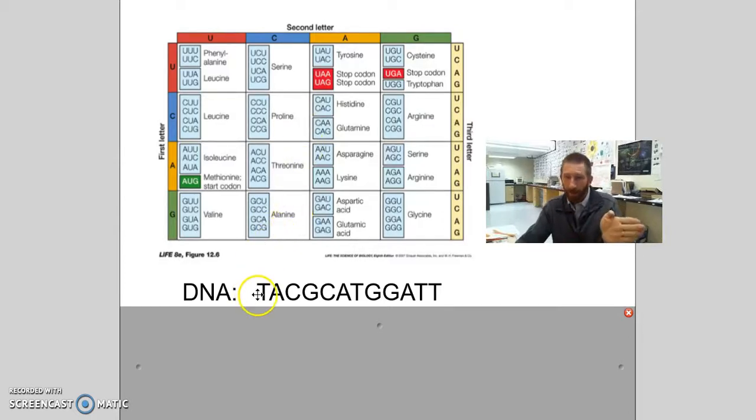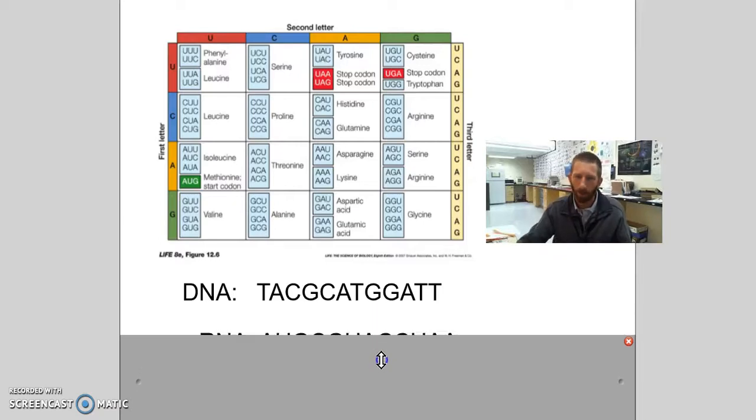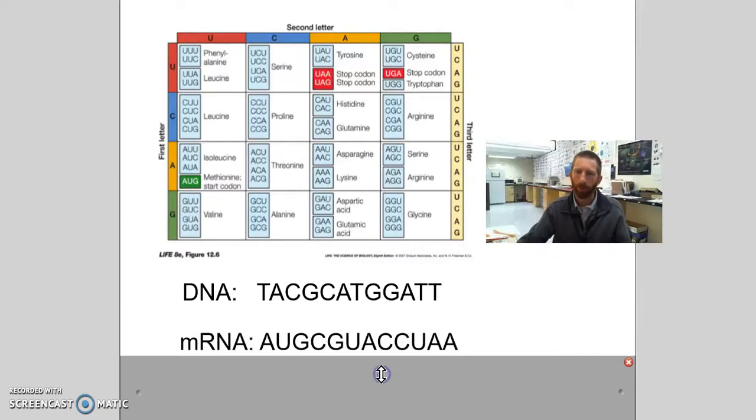So this is half of a double helix, right? So if you want to write in the other half, that's great. But what I would like everyone to do, regardless of if you're OCD or not, is to make the mRNA that would be transcribed from this DNA. So go ahead, pause the video and do that. Okay, perfect. So hopefully you came up with something that looks like this.